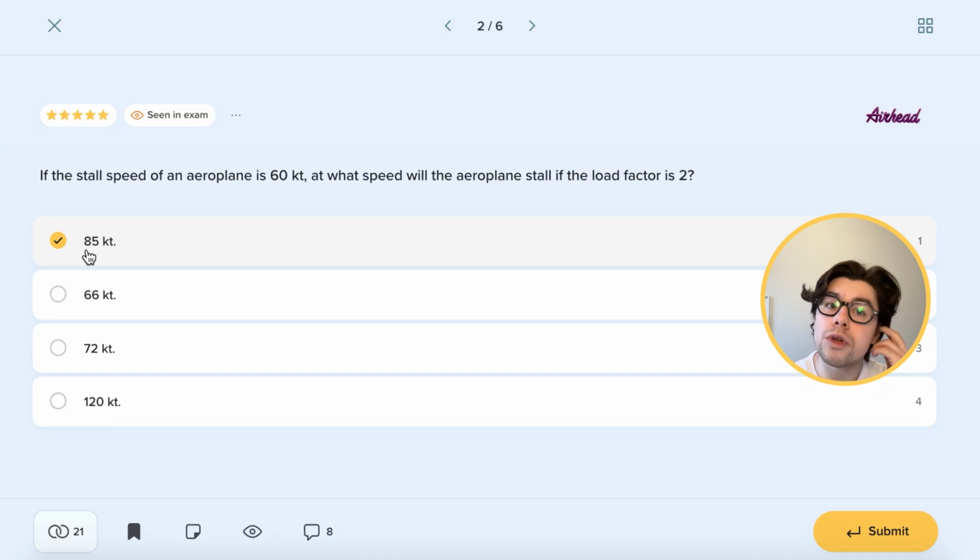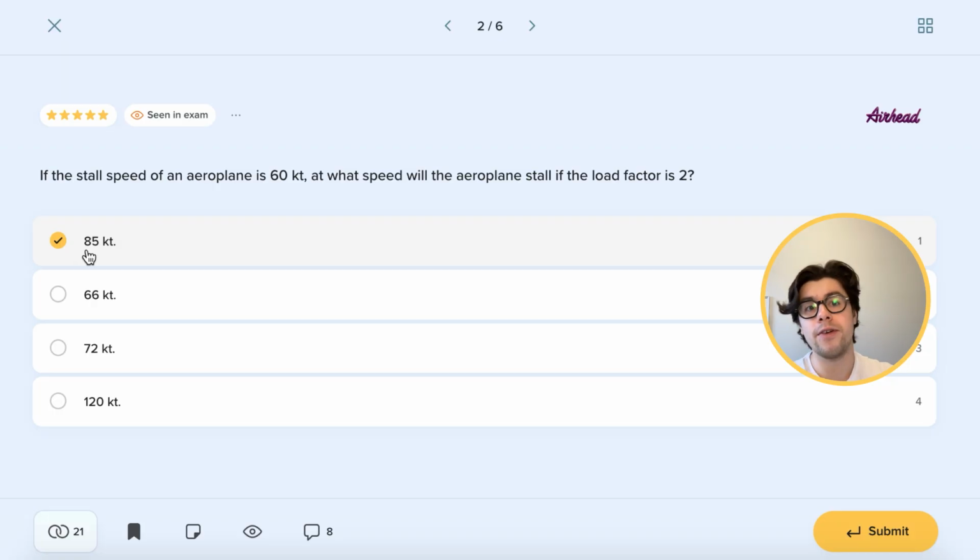However, some questions will not give you directly the load factor. They will give you, for example, the bank of your aircraft, because as you know, as we're banking, as we're turning, the stall speed also increases. In that case, remember that the load factor in bank will be 1 over your bank angle.